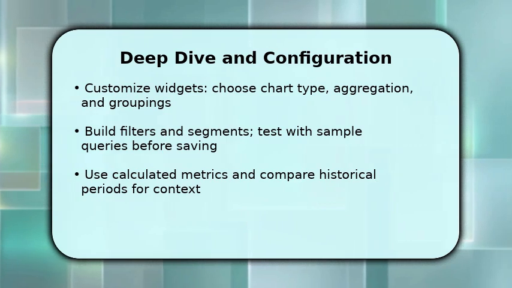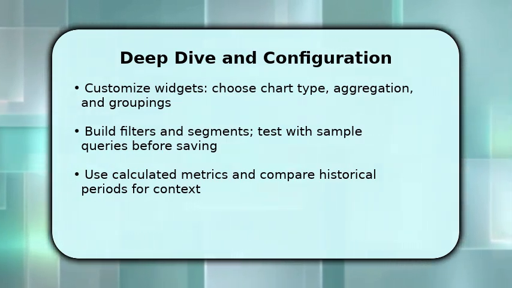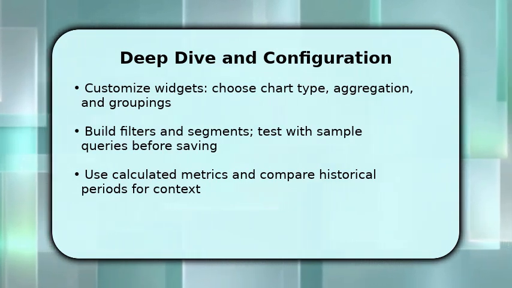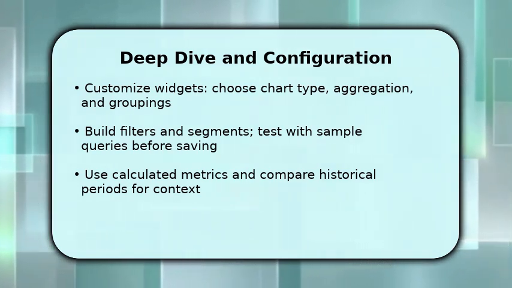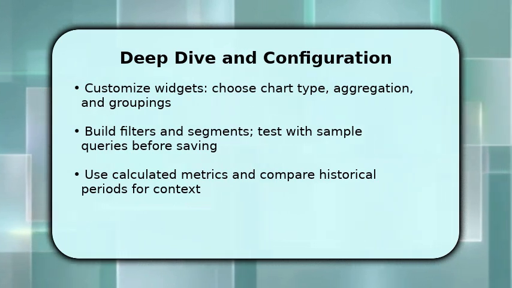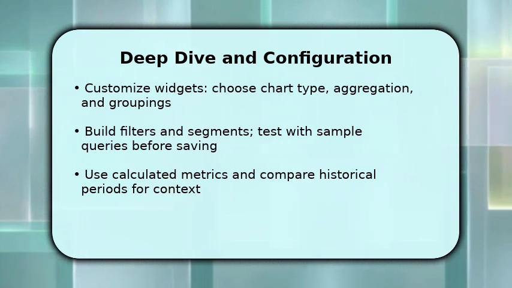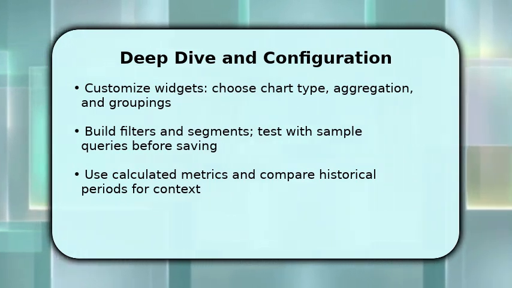Once configured, build filters and segments. Test queries on a small sample to confirm logic before saving. This avoids widespread errors. Then add calculated metrics for derived KPIs and use historical comparisons to interpret trends. Make iterative adjustments, checking performance impact. If a panel loads slowly, simplify query.